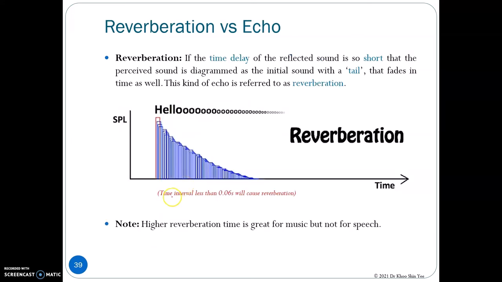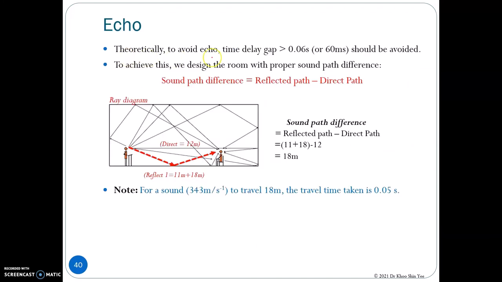On the other hand, if the time interval between the direct sound and the reflected sound is less than 0.06 seconds, our brain cannot differentiate the discrete sounds. In this case, we will listen to the sound hello with a long tail. This is known as reverberation. We have learned previously that higher reverberation time is great for music but not for speech. Theoretically, to avoid the echo, a time delay gap greater than 0.06 seconds or 60 milliseconds should be avoided. To achieve this, we can design the room with proper sound path difference.